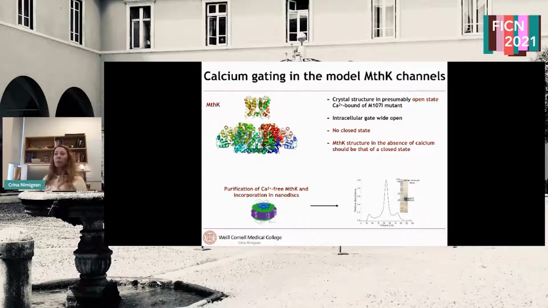And what we did is we put MTHK in these little nanodiscs, and you can see here the preparation. It gives a very nice peak. And if you run this on an SDS gel, you can see the full-length MTHK channel, the MSP, which is the apolipoprotein, and the RCK domains, the ones that are produced separately in the cell from the second initiation site. So we have a very nice soluble sample of calcium-free MTHK, which should be in the closed state.